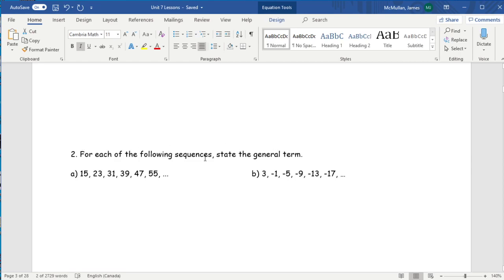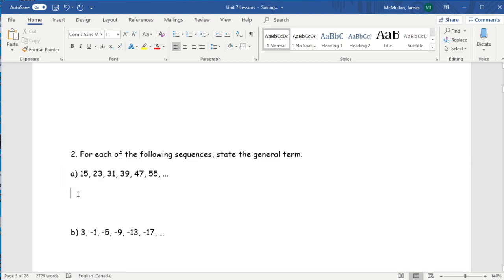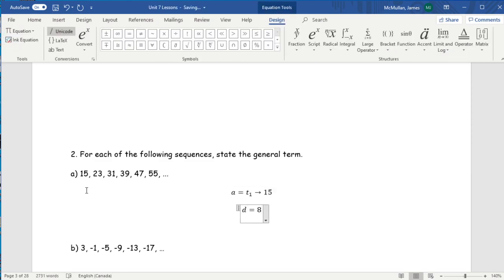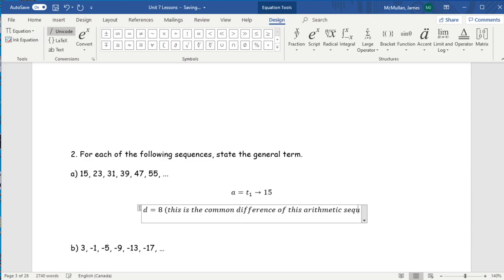For each of the following sequences, state the general term. Okay, so to do the general term, what do we need to know? We need to know A, which is the first term, which in our case here is 15. We need to know D, which is 8. You can see that each one counts up by 8, because this is the common difference of this arithmetic sequence.